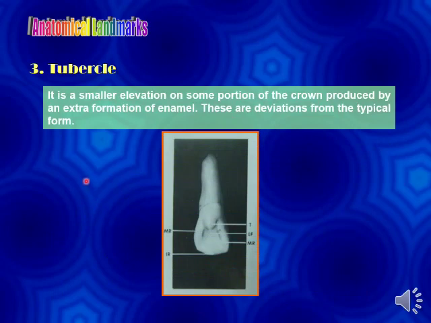Tubercle. It is a smaller elevation on some portion of the crown produced by an extra formation of enamel. These are deviations from the typical form. The tubercle is a small elevation that can occur on any part of the crown due to extra enamel formation, and it is considered abnormal.